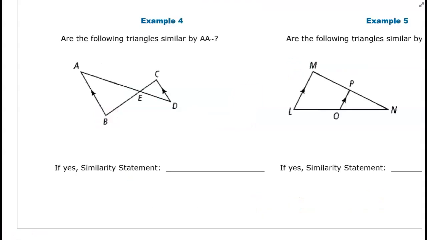Let's take a look at example 4. Are these triangles similar? This arrow means that the lines are parallel. Since these two lines I'm going to highlight in pink are parallel, angle A and angle D, because they're alternate interior angles, are congruent. Angle B and angle C are alternate interior angles, and they are congruent. And then we know the vertical angles in the middle are also congruent. So these are similar by angle-angle for similarity.